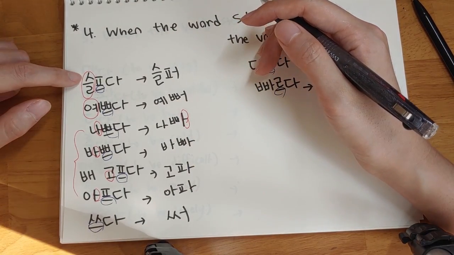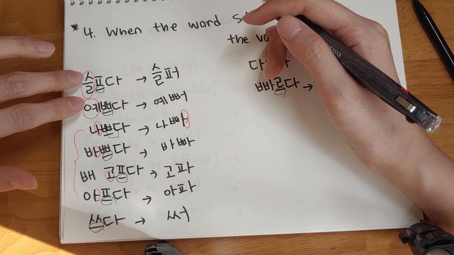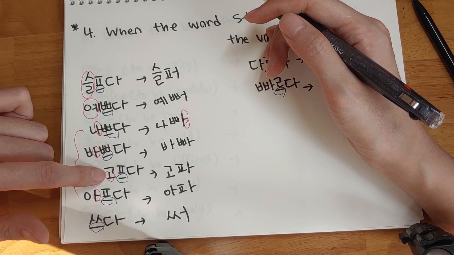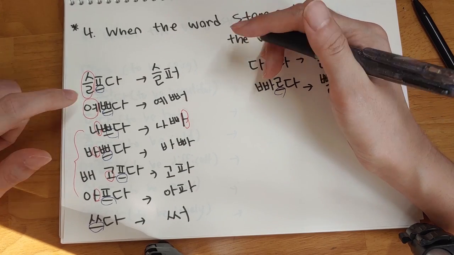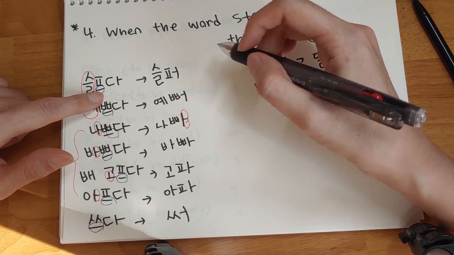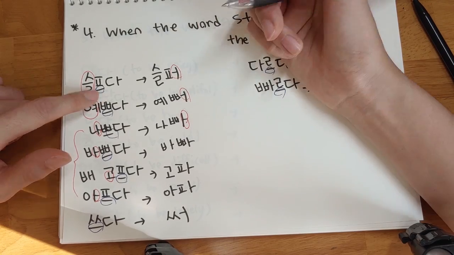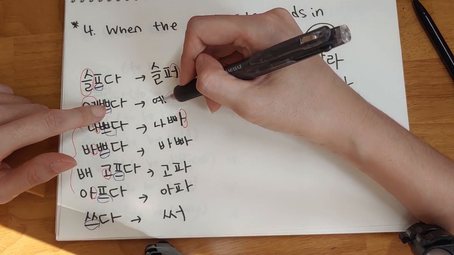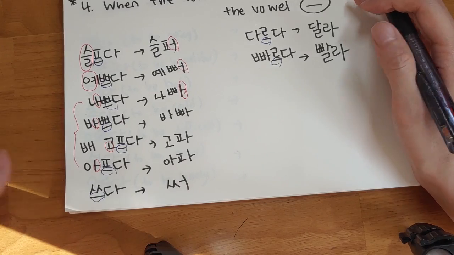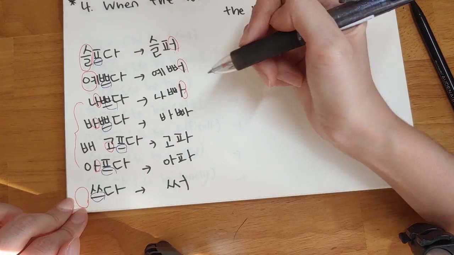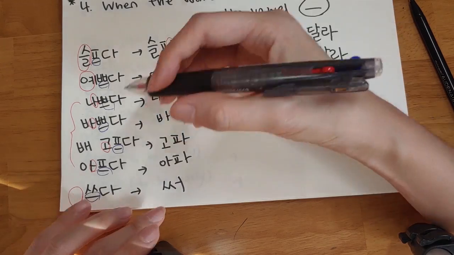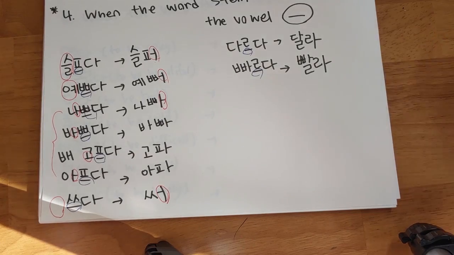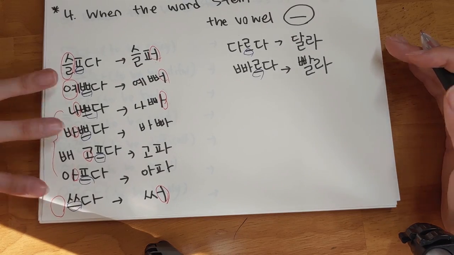But these two, 슬프다 and 예쁘다, the preceding letter doesn't have an 아 or 오 vowel in it, right? In this case, you replace 으 in the stem with 어. So 슬프다 becomes 슬퍼, 예쁘다 becomes 예뻐. And 쓰다 doesn't have any preceding letter, right? In this case, you can just replace 으 with 어. So that's the rule for these kinds of adjectives.